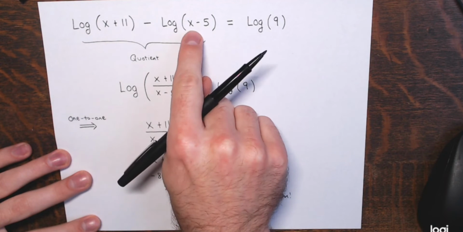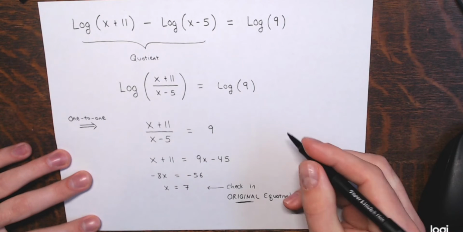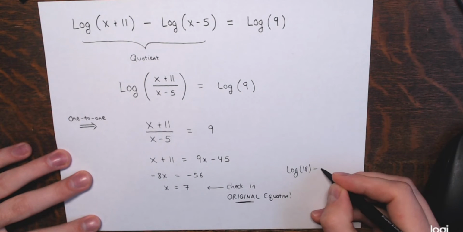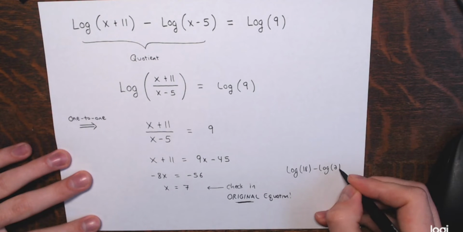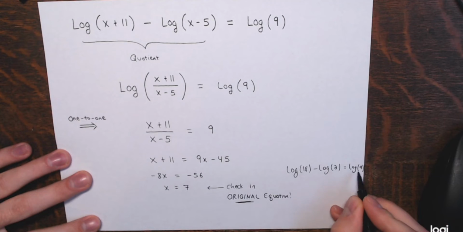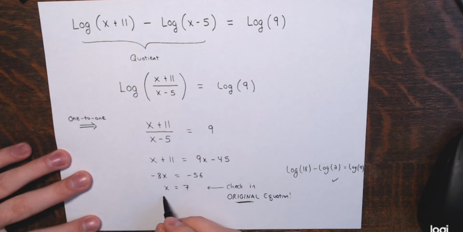7 minus 5 is 2. So we'd have the log of 18 minus the log of 2 equals the log of 9, and all the numbers inside the logarithms are positive. So this should be good, and then you could use the quotient rule to say this must be equal, because this would be the log of 18 divided by 2, which is the log of 9, right? That works out. Okay, and this is our only solution.